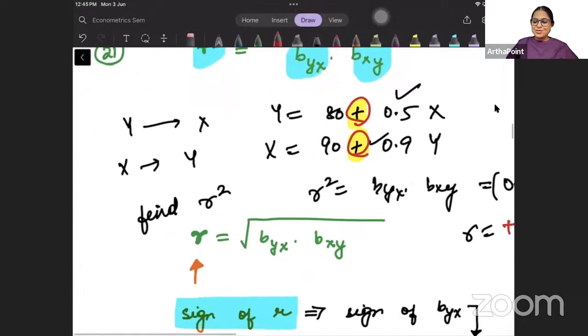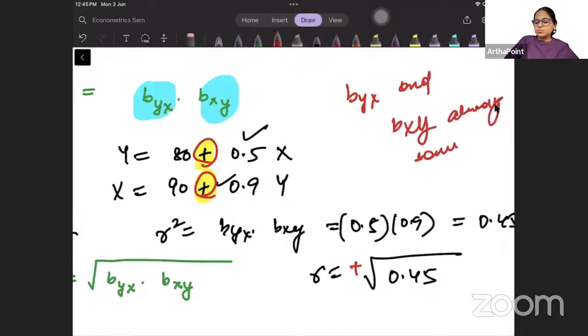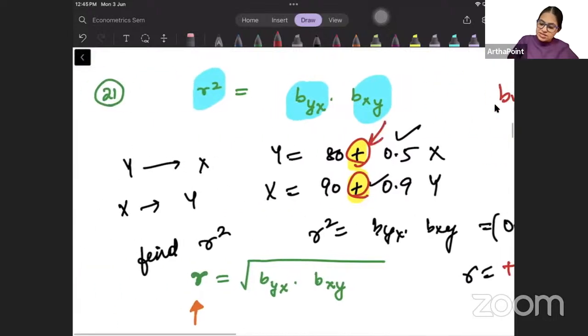Another thing which is important here is that BYX and BXY will always have the same sign. So this sign and this sign must be the same. They will always have the same sign. Just remember this. Very important.